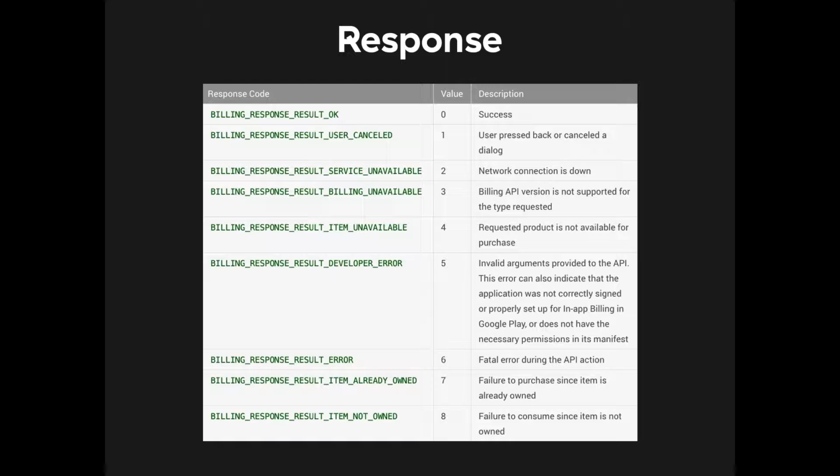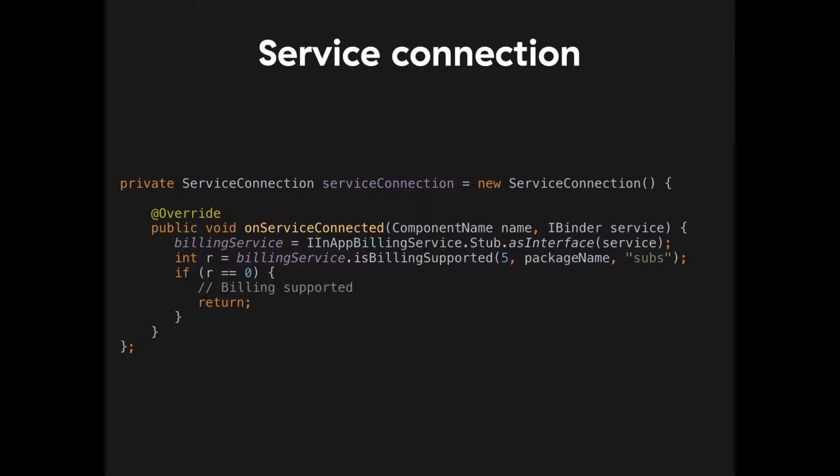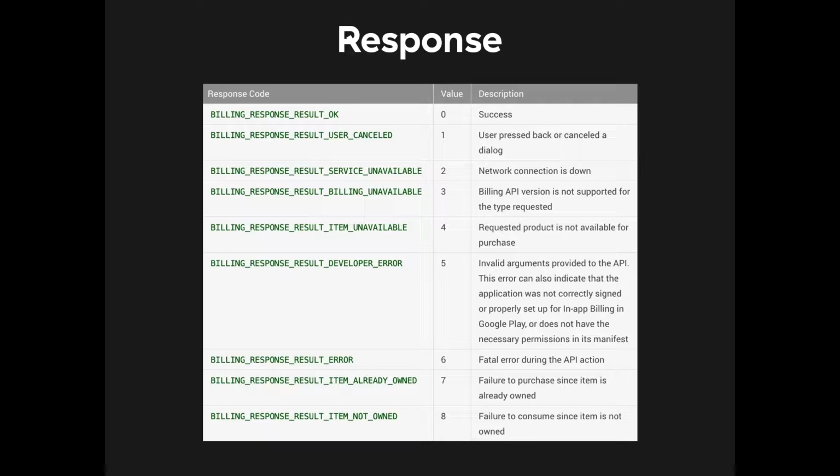These are the response codes you can get. So, for instance, in this method, you'll get only the response code. For other methods that need to pass some data, you will get a bundle, and in that bundle you will have an integer response code key that will map to some of these response codes.